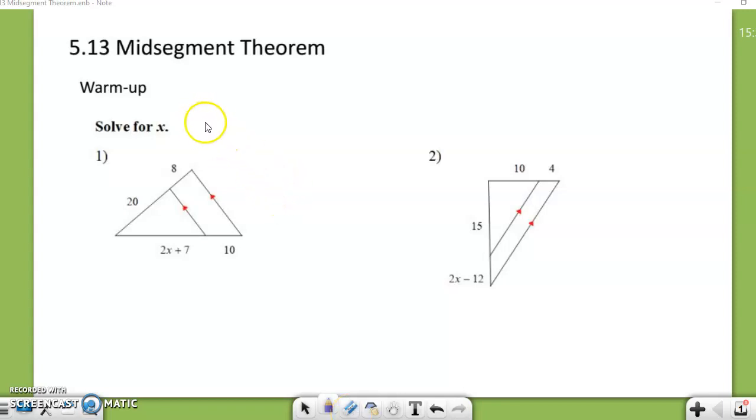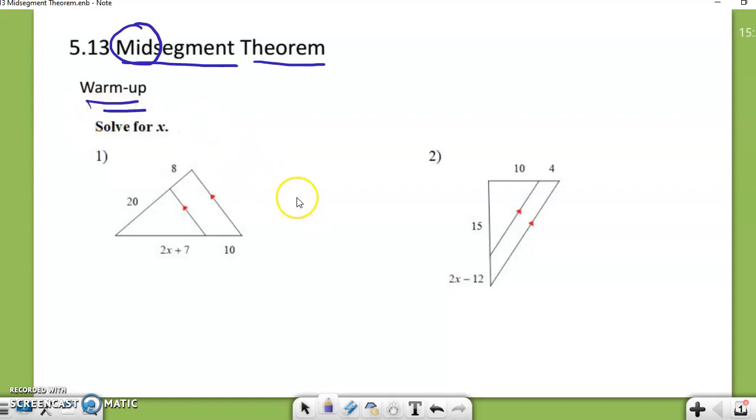Guys, and welcome to lesson 5.13. We're going to talk about a special theorem with triangles called the mid-segment theorem. And it's exactly what it sounds like. We're talking about the middles of segments and how it's going to work with triangles. But first you have a warm-up.